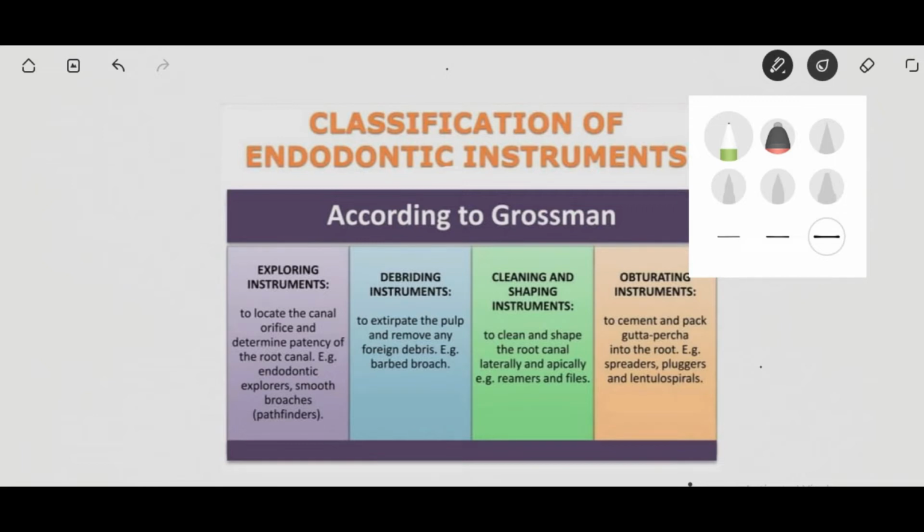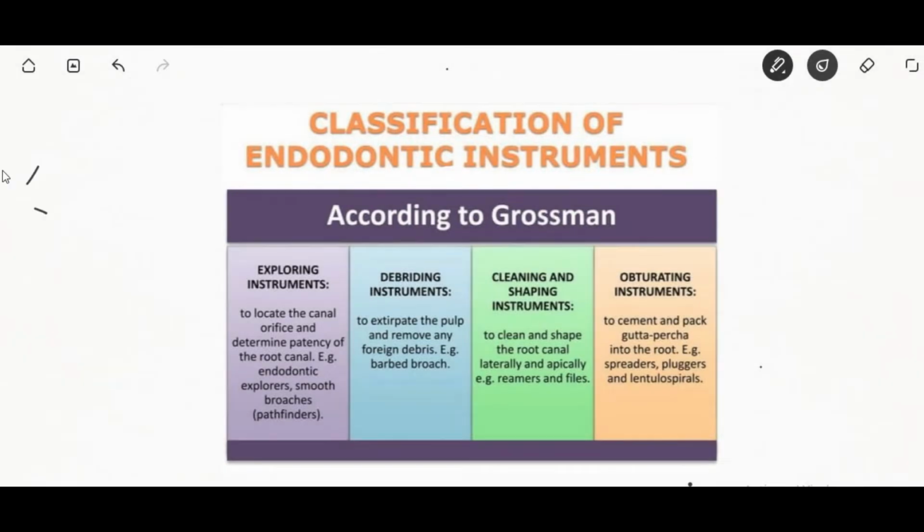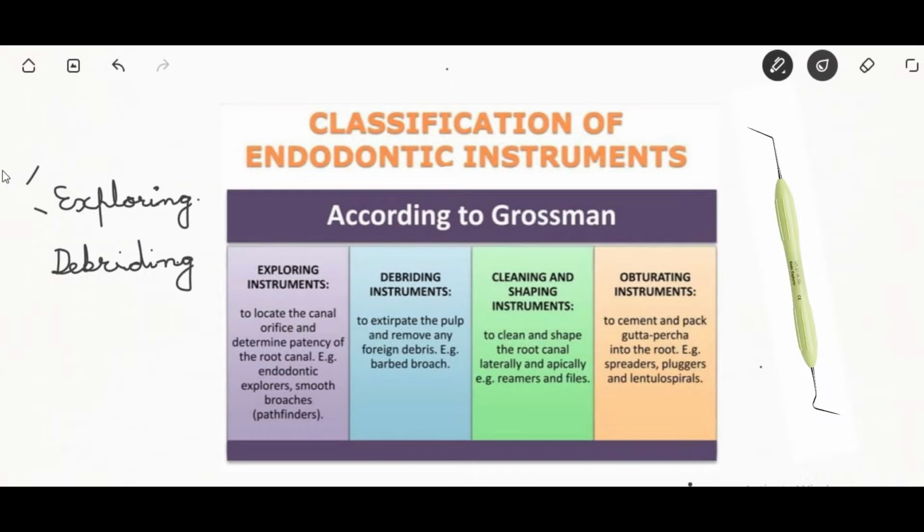The first is the exploring instruments. What are the exploring instruments used for? They are used to locate the canal orifice and determine the patency of the root canal. Examples of exploring instruments are smooth broaches and the endodontic explorer.